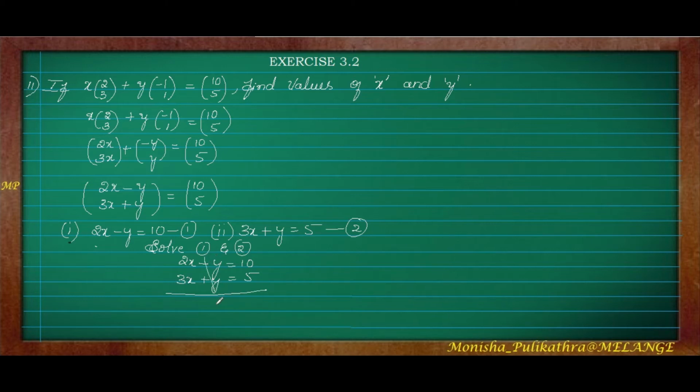Here plus y and minus y get cancelled. Remaining 5x is equal to 15. x is equal to 15 by 5. So 5 1s are 5, 5 3s are 15. So here x is equal to 3. The value of x is 3 here.